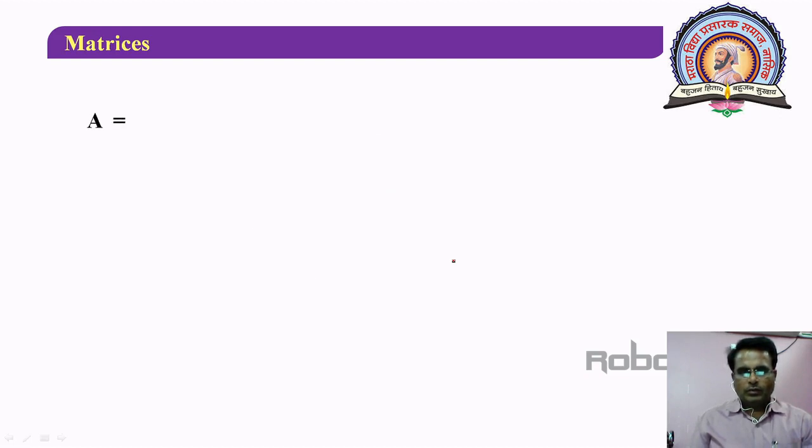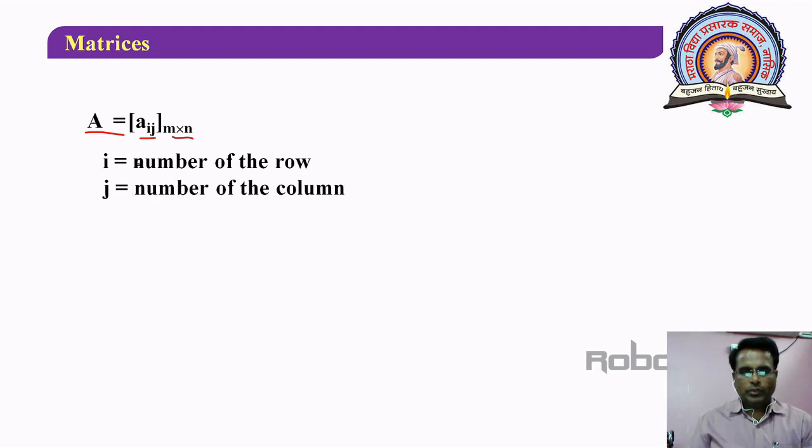In general, a matrix representation is done like this. Capital A is the name of the matrix, consisting of elements aij, and its order is m by n. Here i denotes the row number of the element and j denotes the column number of the element. Always remember that elements are always represented by small letters with two suffixes i and j.